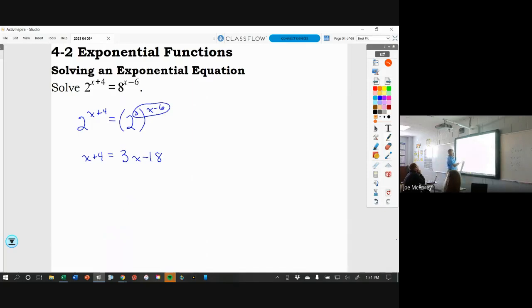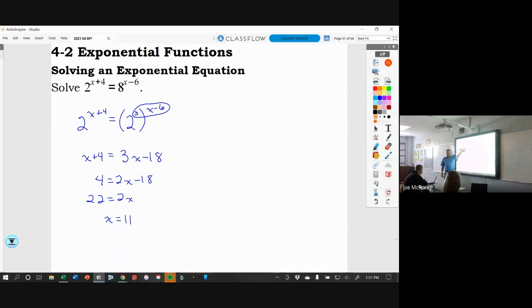Subtract x from both sides. Oh, and then you combine x. Add 18 to both sides. Divide both sides by 2. 11. Does it work?